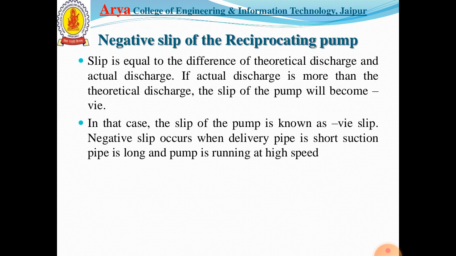Negative slip of the reciprocating pump. The slip is equal to the difference of the theoretical discharge and the actual discharge. If the actual discharge is more than the theoretical discharge, the slip of the pump will become negative. In that case, the slip of the pump is known as negative slip, and negative slip occurs when the delivery pipe is short, the suction pipe is long, and the pump is running at high speed.